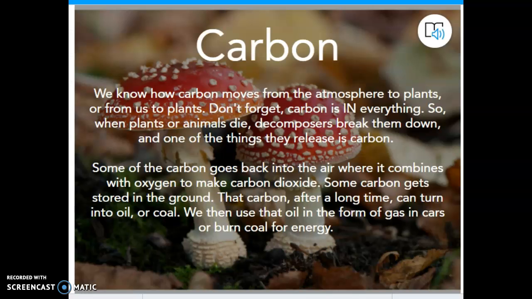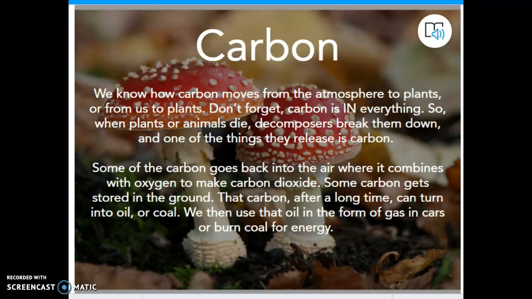We know how carbon moves from the atmosphere to plants. We talked about that. Plants take in carbon dioxide. Don't forget, carbon is in everything as well. When things die, there we go, back to those decomposers. I told you this would get a little bit more complicated. Decomposers break things down into their basic elements, and they release those back into the atmosphere. When decomposers are breaking down a dead plant or animal, they're releasing nitrogen, they're releasing carbon, breaking it down and returning it all to the soil and into the atmosphere. Again, some of that carbon goes in the air, some of that carbon gets stored in the ground.